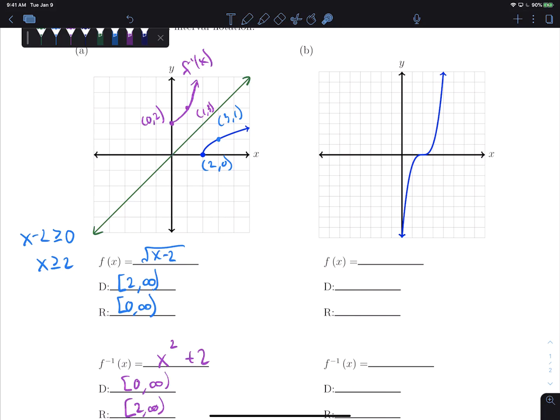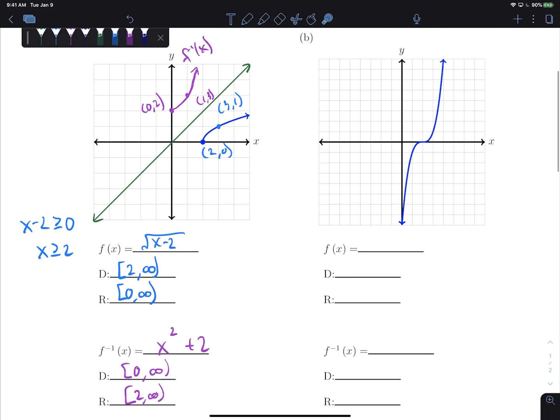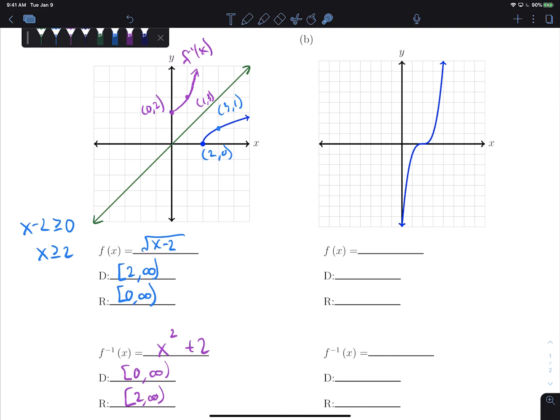So here's the interesting thing. If you ever have a function that is not one-to-one, you can create a one-to-one function by limiting your domain. Excellent. That was A. Now let's look at B.